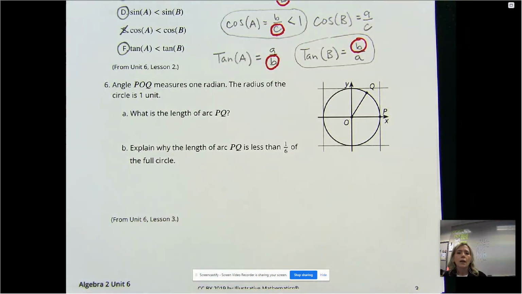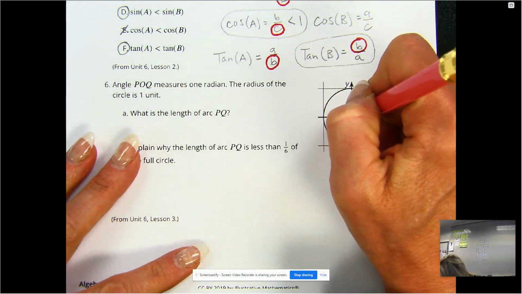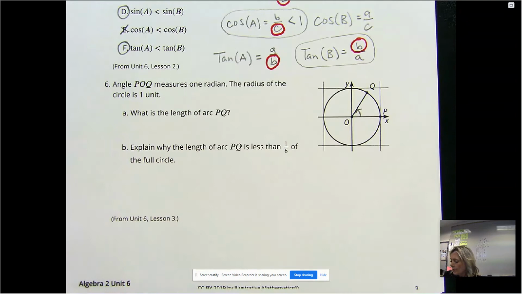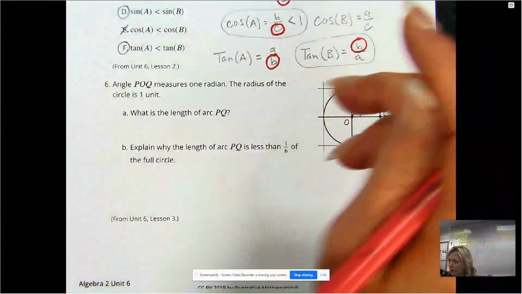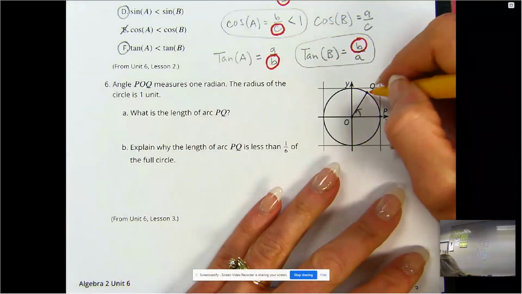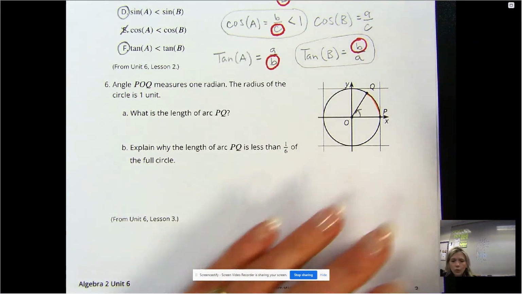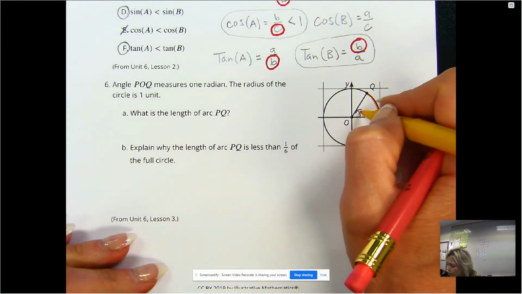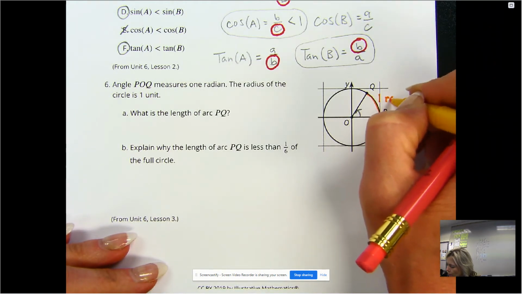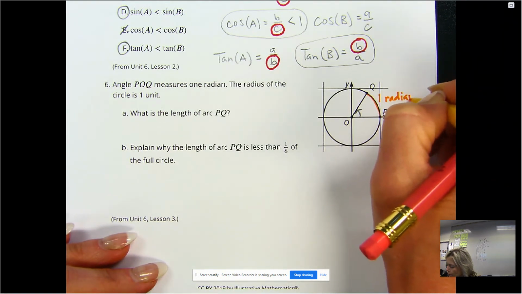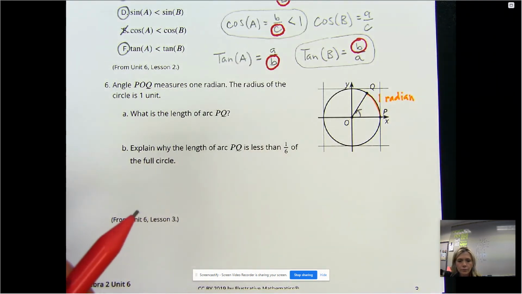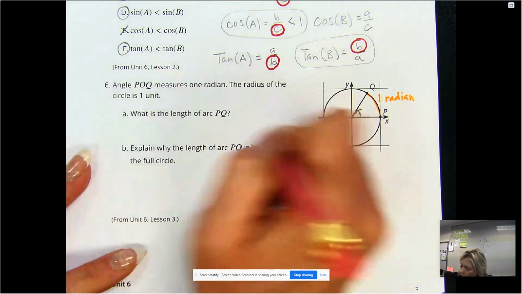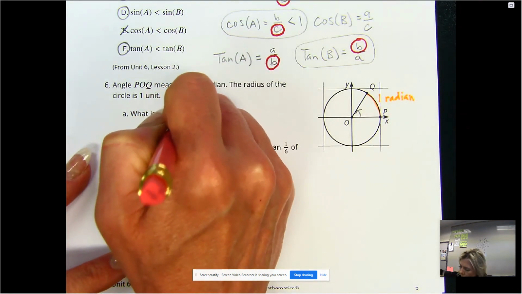So F is a correct response. Okay, number 6. Angle POQ, this one right here, measures 1 radian. The radius of the circle is 1 unit. What is the length of arc PQ? So this arc, so an arc has the same measure in radians as its central angle. So if this is 1 radian, then the arc is also 1 radian. Okay, and so the answer here is 1 radian.